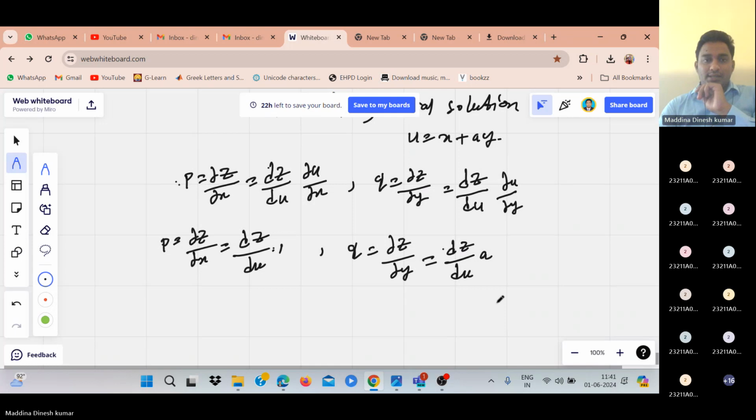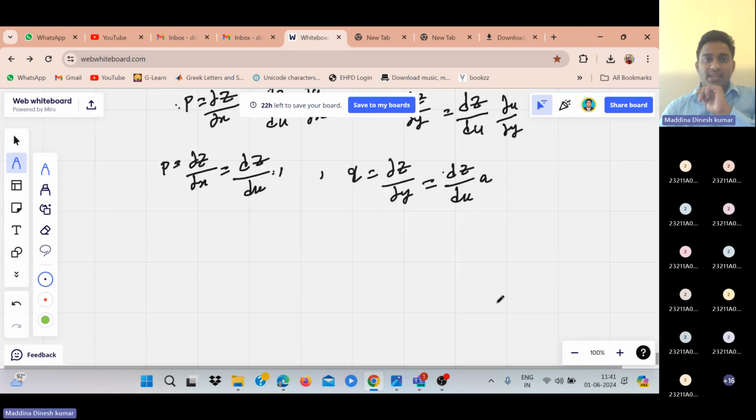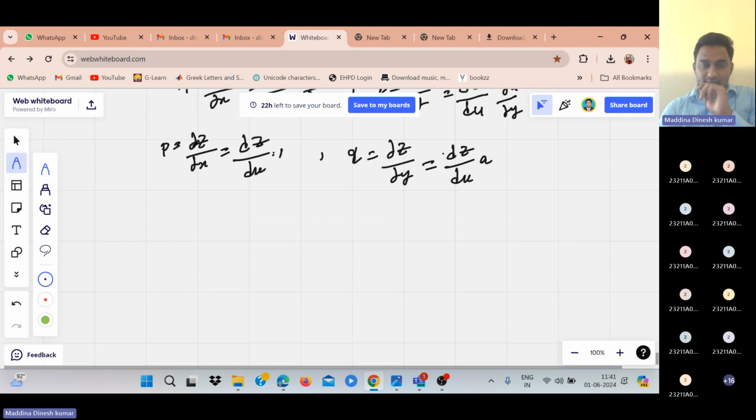That means in a problem, wherever p is there, generally we write dou z by dou x, but now in this form 2, you can write dz by du. Similarly, in place of dou z by dou y, you can write dz by du times a. Now we will discuss one problem. You will get clarity.